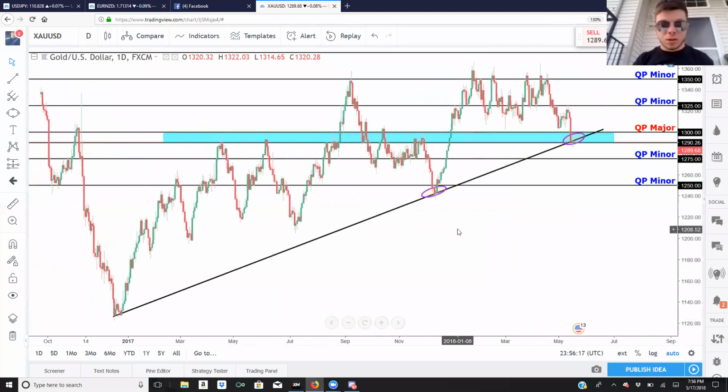Okay, another pair that I'm looking at is gold. Okay, I know Patrick's in here. Yep, Patrick's in here looking at gold too.